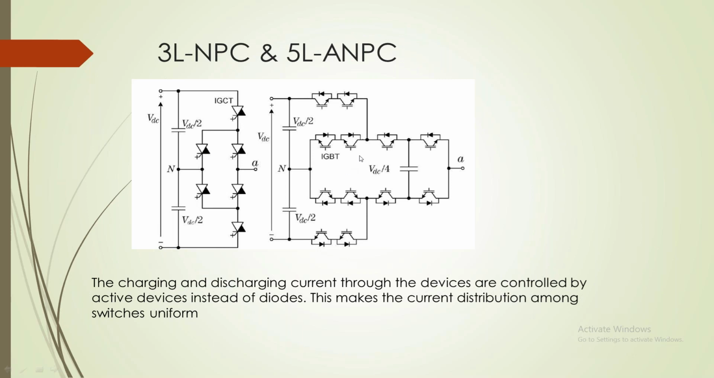5-level ANPC is dividing the 3-level further. To divide the 3-level voltages further, we will add an extra stage, that is the flying capacitor stage module. So 5-level ANPC can be called a combination of 3-level ANPC and one flying capacitor stage. So this is about the five-level ANPC converters. I can just give you a brief overview.